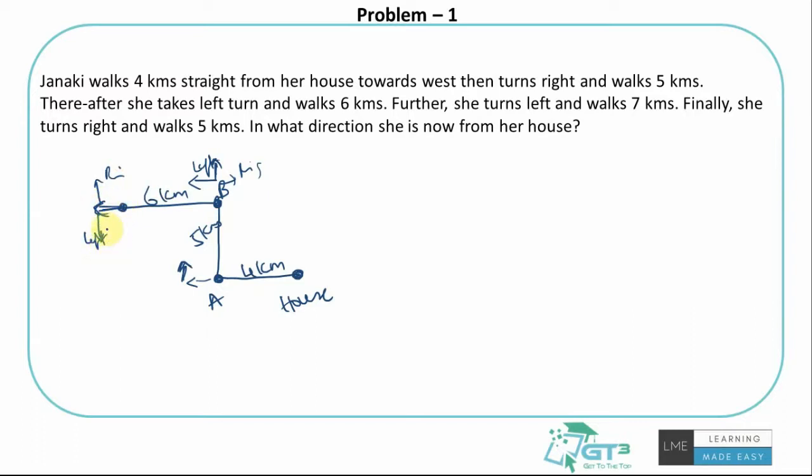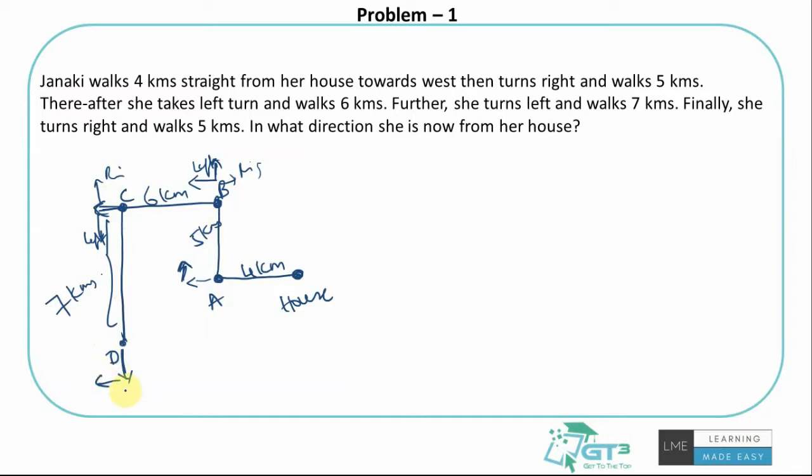So she is now facing towards the south. She walks for another 7 kilometers. So I know this is 5, so she must be going beyond that point A. This whole distance is 7 kilometers. She finally turns right. Now she is facing this direction.